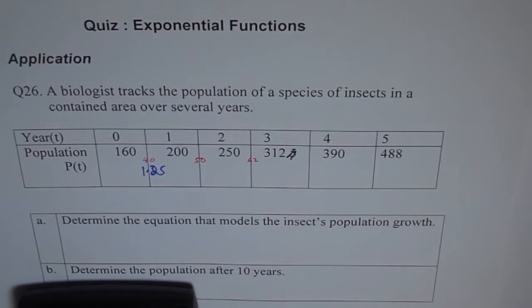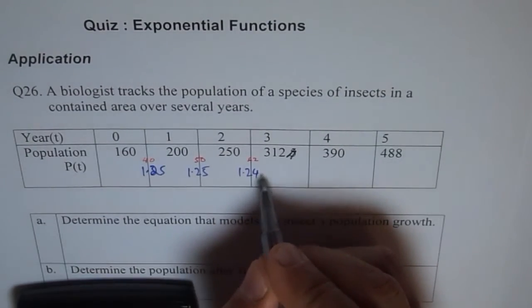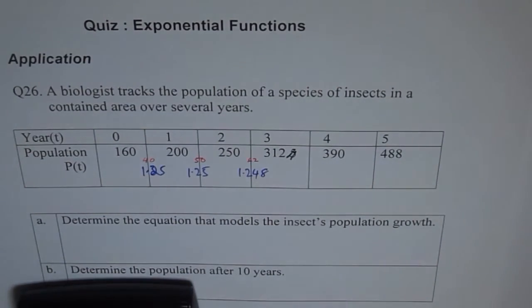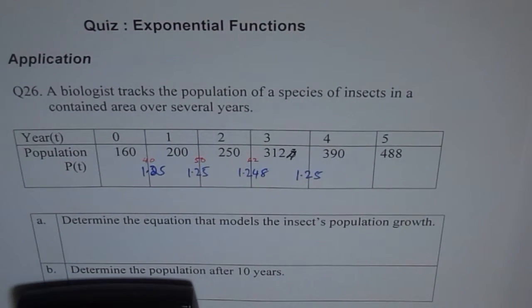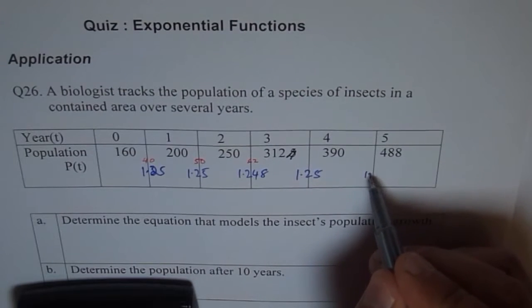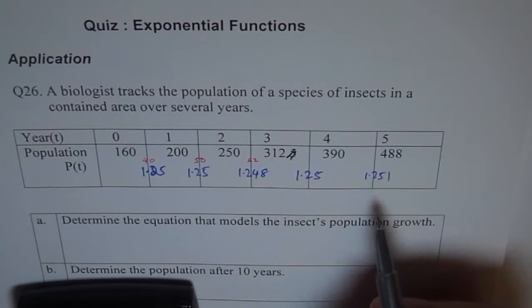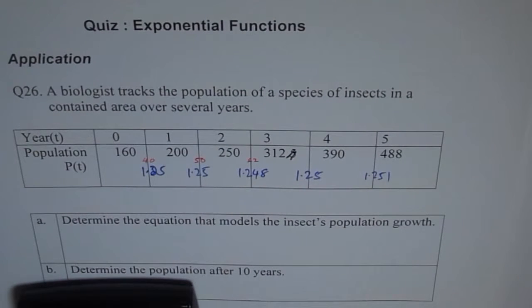Now let's do 250 divided by 200. We get 1.25. Similarly, let's do 312 divided by 250, and we get 1.248. Let's do 390 divided by 312, and this gives us 1.25. And 488 divided by 390 gives us 1.251. So we see that the ratio of consecutive terms is 1.25, correct?